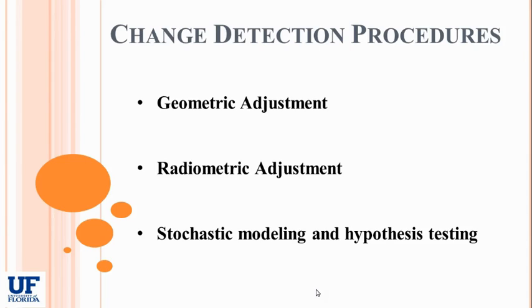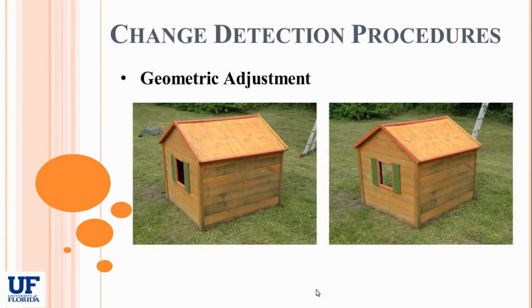Another is radiometric adjustments. This helps in being able to notify the effects of variation in illumination, as well as mitigate changes caused by noise generally within images. Stochastic modeling and hypothesis testing is used to actually get the two images together and hence be able to see what change has occurred. So here, there's an example of geometric adjustments.